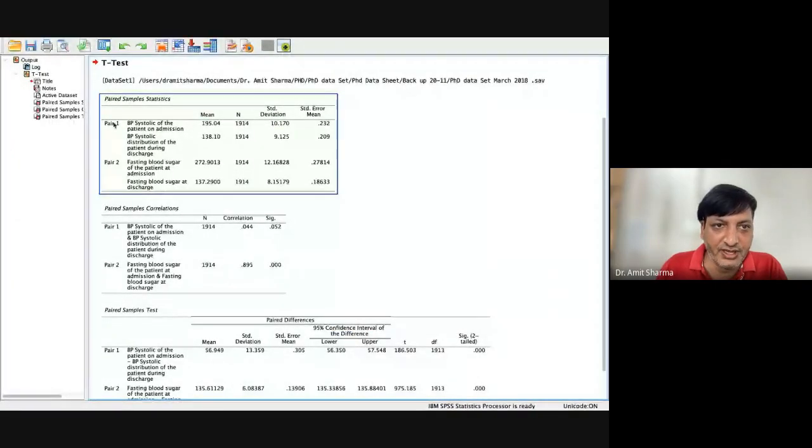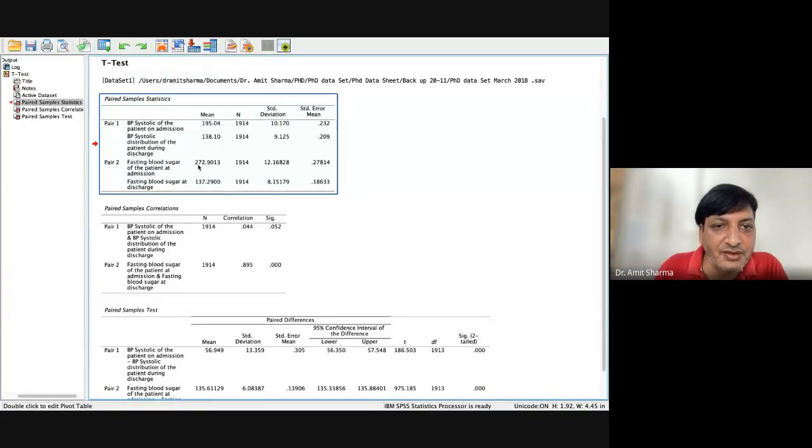Now here you can see that in the previous slide which I showed you, we were getting only pair 1. Now we have got pair 2. Clear? Now what we are getting here, you can see blood pressure systolic of the patient on admission was 195. When they were discharged, the value was found to be 138. So there is a difference. You can see that there is a lot of difference.